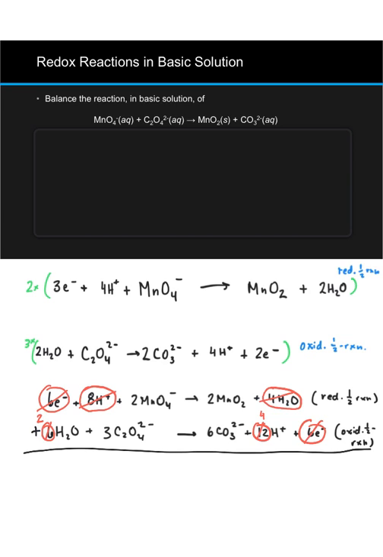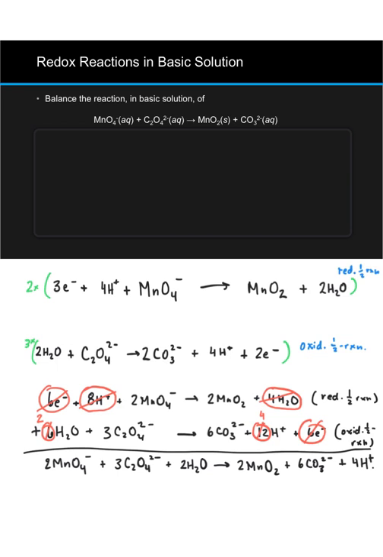Everything else is unique. We're left with 2 MnO4 minuses, 3 C2O4 2 minuses, and 2 waters on the left-hand side. On the right-hand side, 2 MnO2, 6 carbonate, and 4 H+. If this reaction had occurred in an acidic solution, this would have been the end of it.